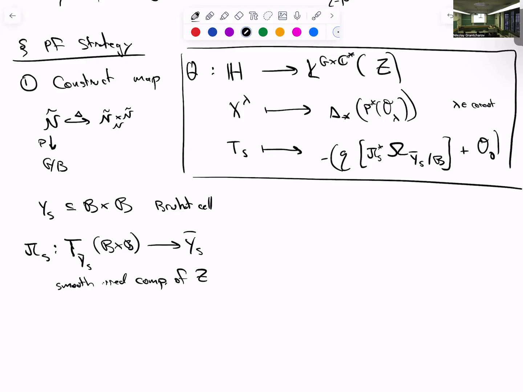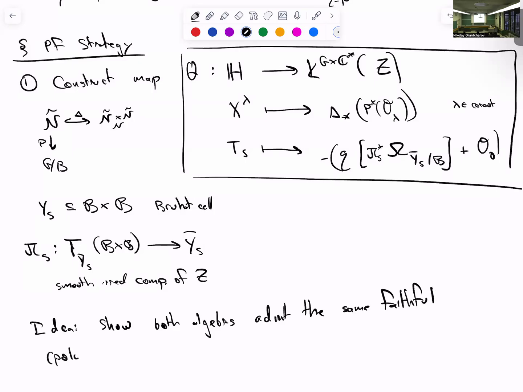So the idea is to show both algebras admit the same faithful polynomial representation. Sometimes this is called anti-spherical.